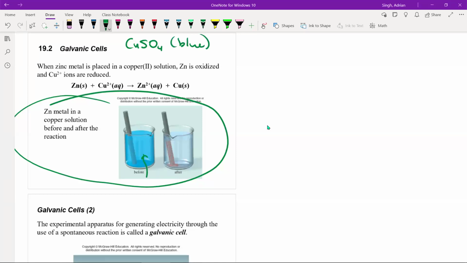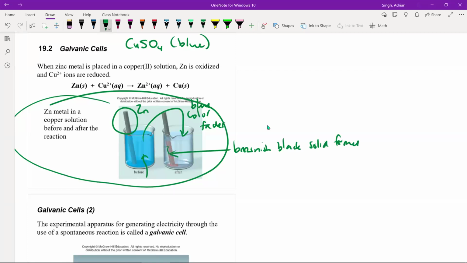That's the solution here. And then we have a strip of zinc metal that's placed in that copper sulfate solution. What you would have observed and what you did observe when you did this reaction, even though it was on a much smaller scale, is that the color of the blue solution became lighter. So the blue color faded over time. And then what also happens is around the zinc, you see a brownish black solid that formed.